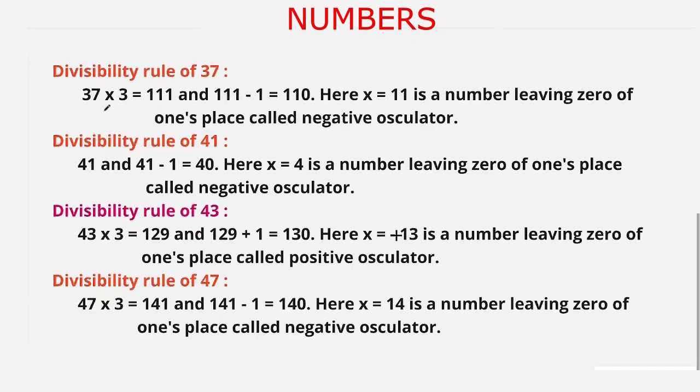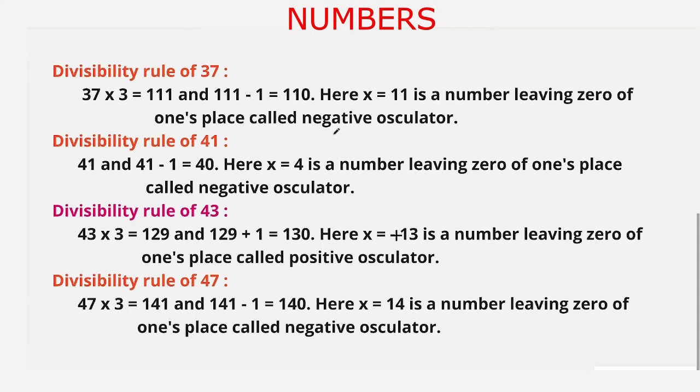We have to find a number multiple of 37 which ends with 1 or 9. So 37 multiplied by 3 is 111 which ends with 1. Now 111 minus 1 is 110. Now we leave this 0 and the remaining part is 11. Value of x here is 11 and x is called negative oscillator.